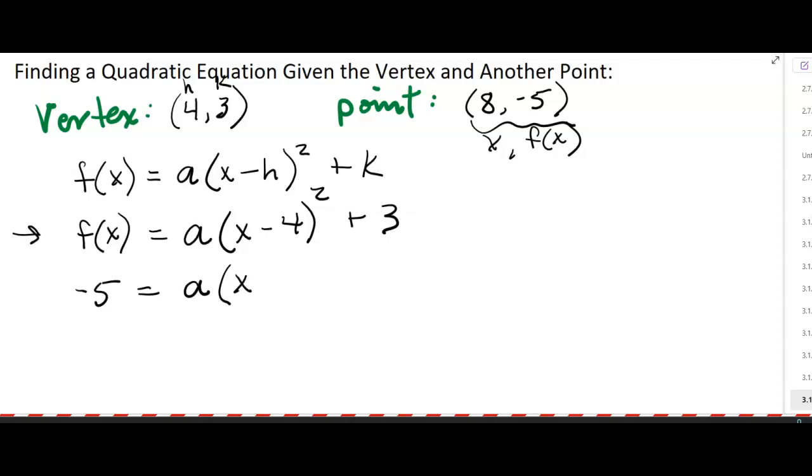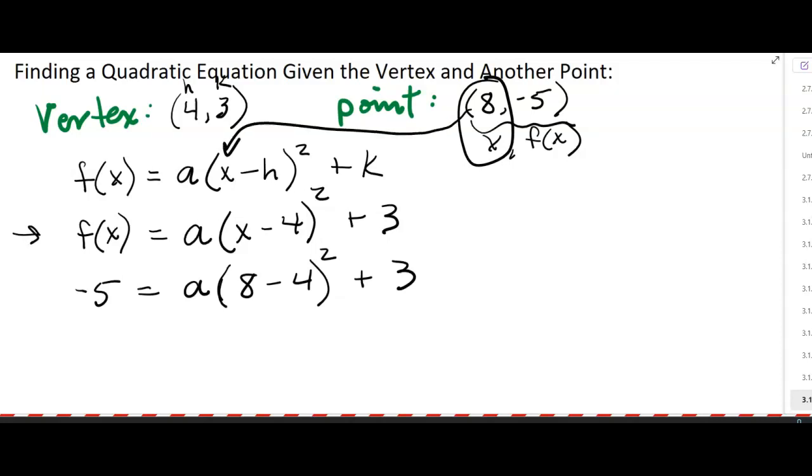I know the x value. So it's like I'm putting in this point, I'm putting in the x and y, and then I'm going to be able to figure out what a is from that. So here's my x value, 8. So I'm putting that 8 in there. And then here's the output, the -5 for f of x, and I'm putting that in there.